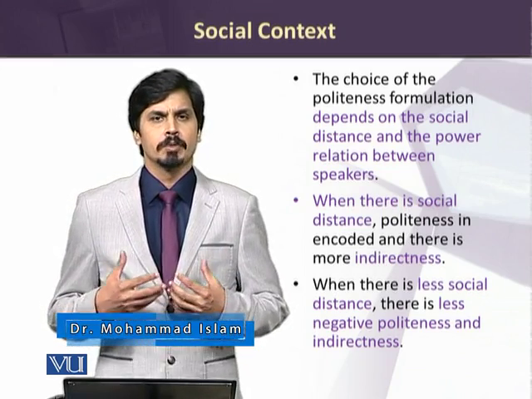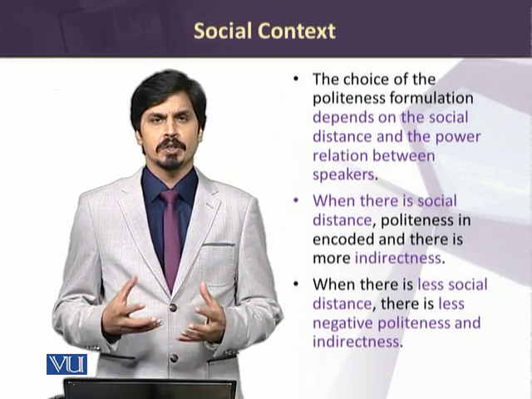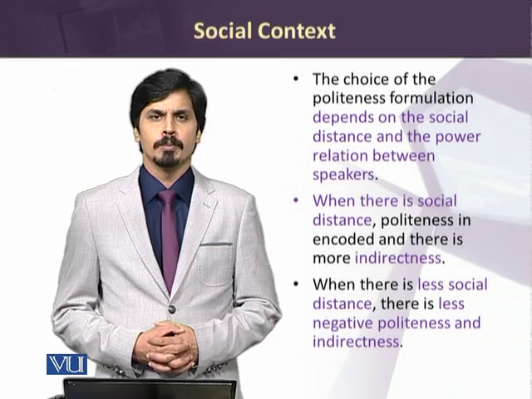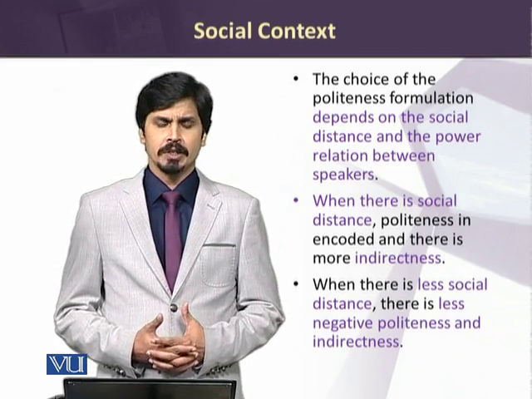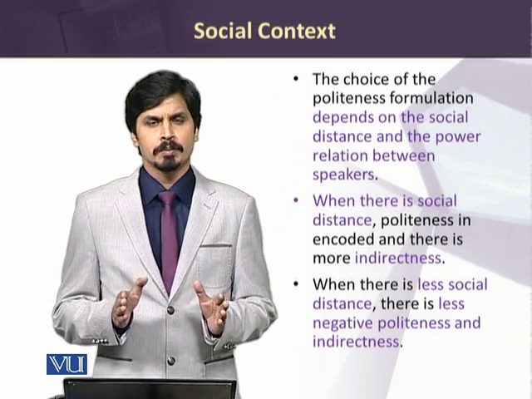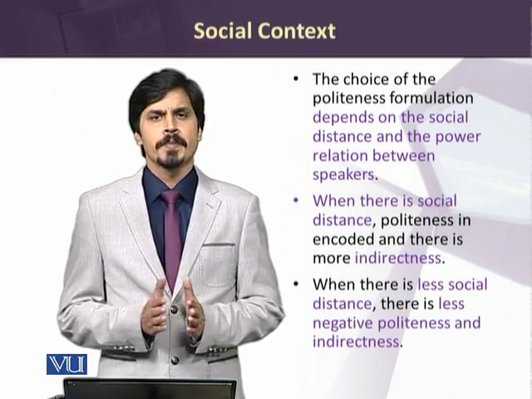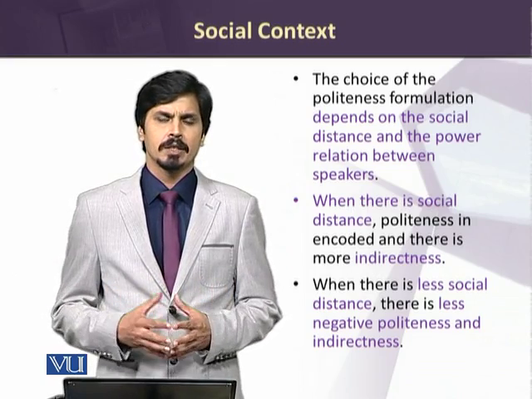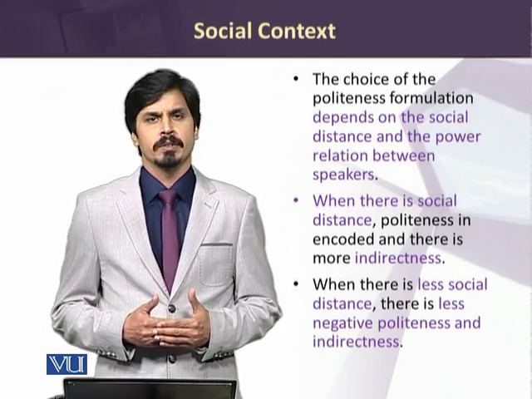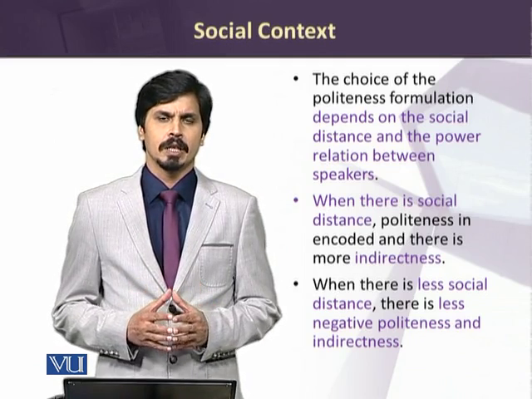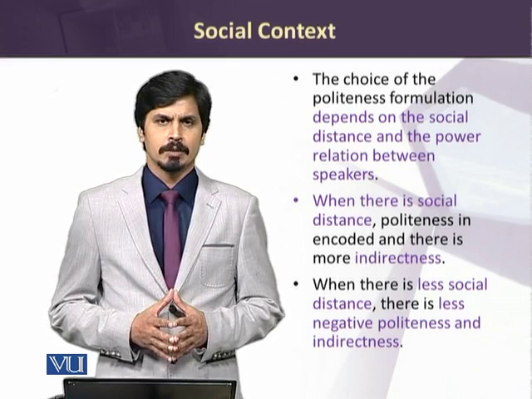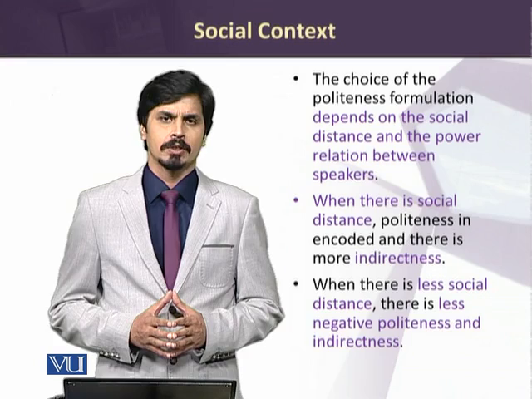And in such situations, there would be different politeness strategies, or conversational strategies, that would be employed by the speakers, and those strategies would decide their use of polite or impolite forms. When there is a social distance, politeness is encoded, and there is more indirectness. If there is social distance between speakers, this distance may be of power, of status, of age, or any other thing. There would be more indirectness. And where there would be less social distance, there would be more direct, bold, on-record statements. That means direct directives in such situations.